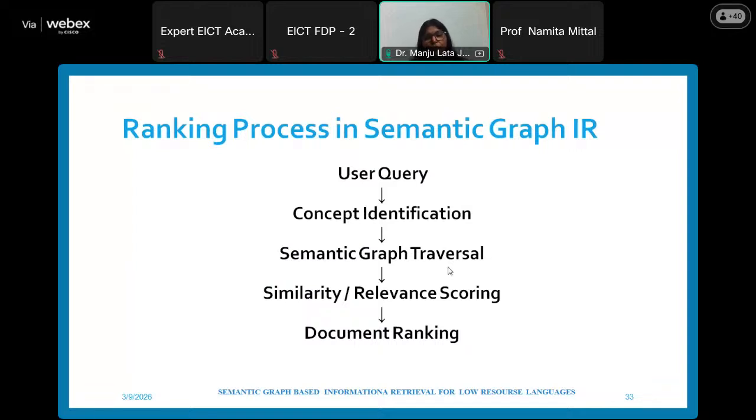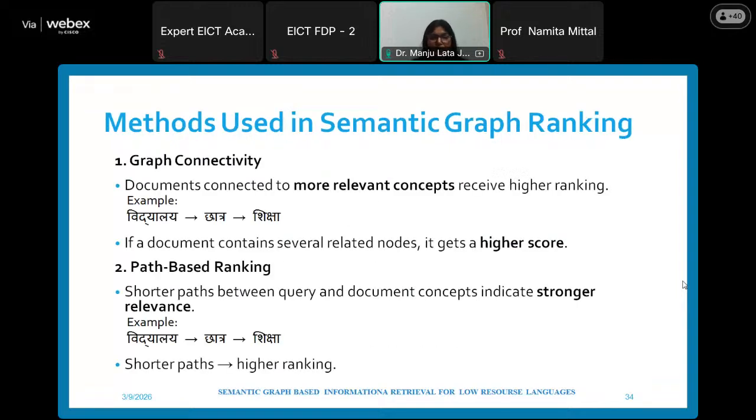This is a snapshot of how the ranking process is done. The user provides the query. Concepts will be identified in the query. A semantic graph will be created and traversed. If it is already constructed, or if we are making use of already constructed ontologies, then we will just traverse those ontologies. Similarity and relevance scores between the query and the documents will be computed, and then the documents will be ranked.